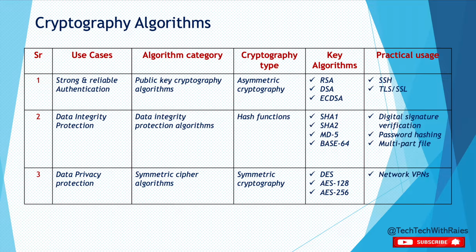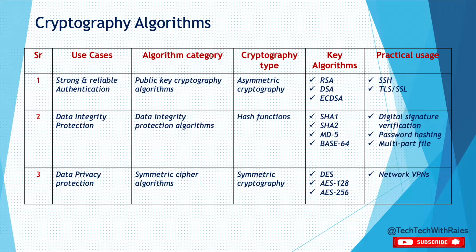So in this slide we'll discuss different algorithms, comparisons, and so many things. Let us go one by one. We have discussed cryptographic use cases. From the previous slide we can see there are three use cases: one is strong and reliable authentication, another is data integrity, and the third is data privacy. So there are a total of three use cases: strong and reliable authentication, data integrity protection, and data privacy protection.